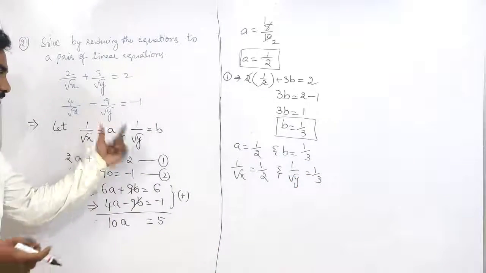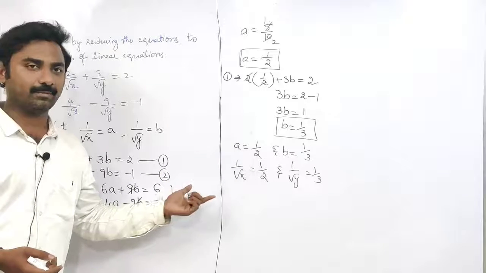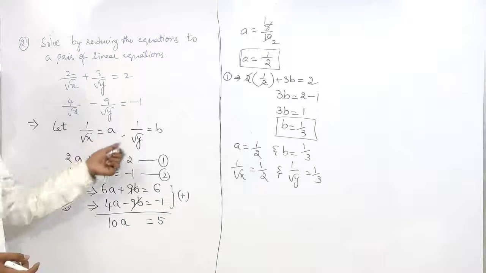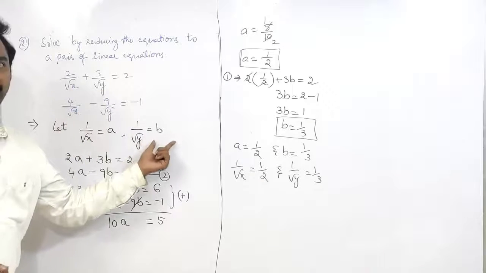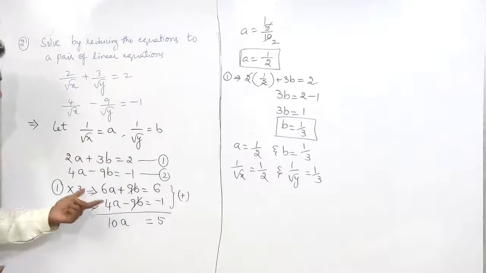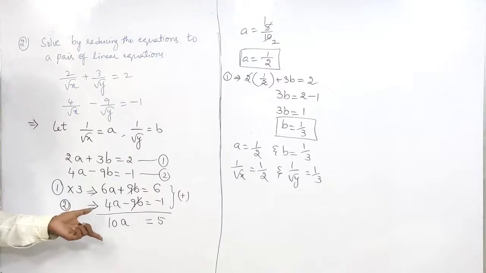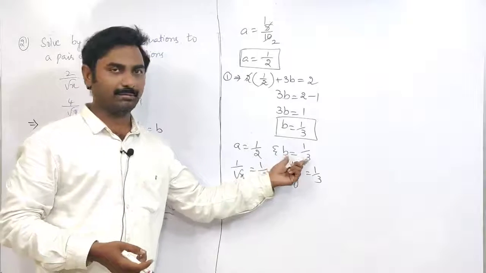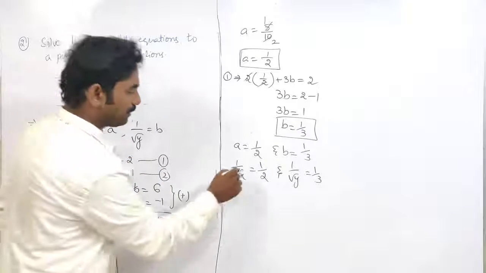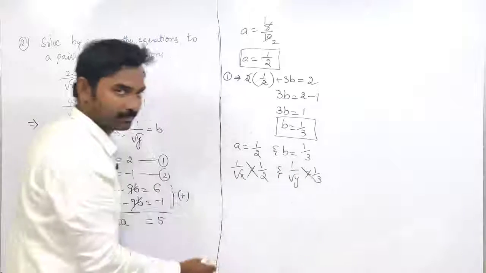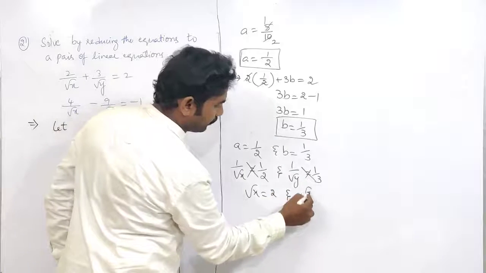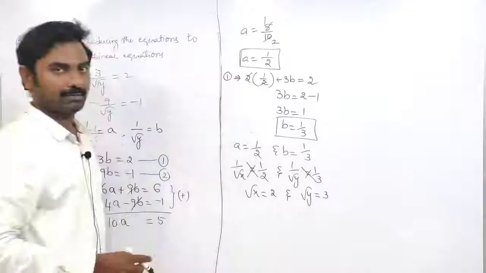Very simple. It looks like a long problem, but it's very simple. We are considering 1 by the first denominator part as a and 1 by the second denominator part as b, so that these two equations will be in linear pair of linear equations form. We solved this by the elimination method, and I found a as 1 by 2 and b as 1 by 3, but a is 1 by root x and b is 1 by root y. I substituted here and did cross multiplication. Root x ones are root x is equal to 2 ones are 2, and root y ones are root y is equal to 3 ones are 3.